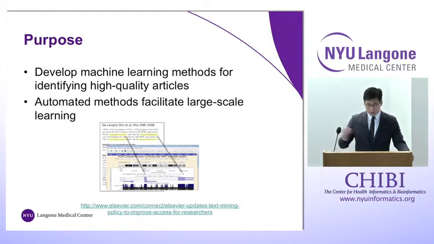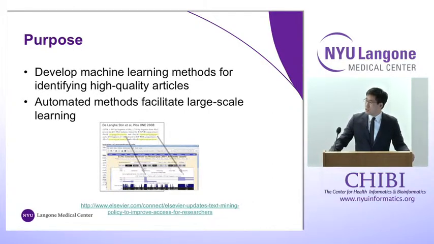So the purpose of the two applications I'm going to be talking about is to develop more sophisticated methods for identifying high-quality articles. Specifically, I'm going to be talking about machine learning methods, and they're especially relevant today with the increasing amount of electronic data that's available for us. If we have more data available, we should take advantage of this in identifying high-quality articles.